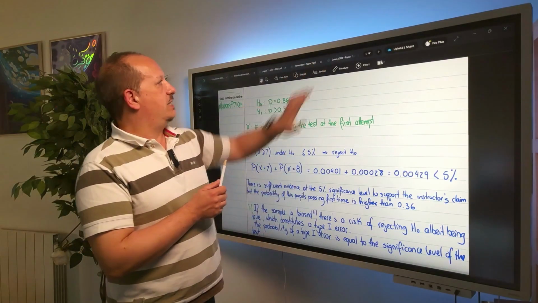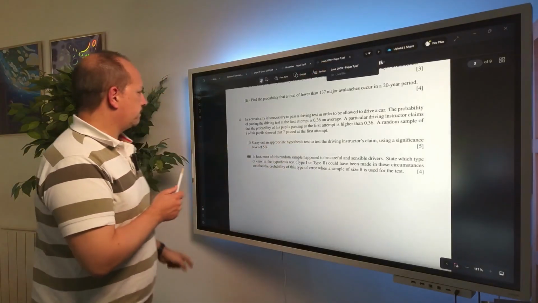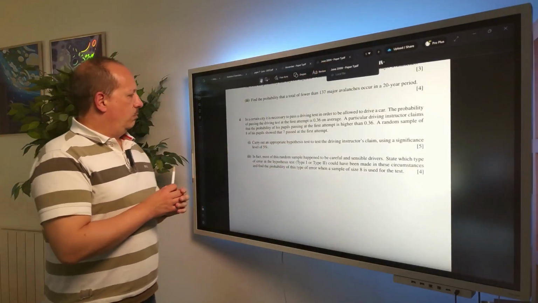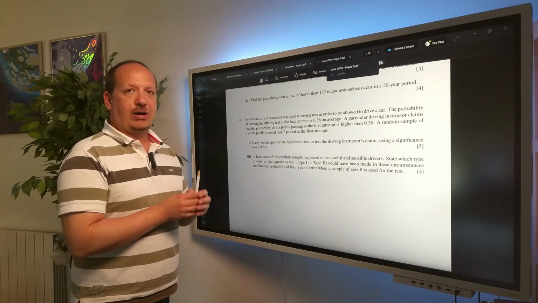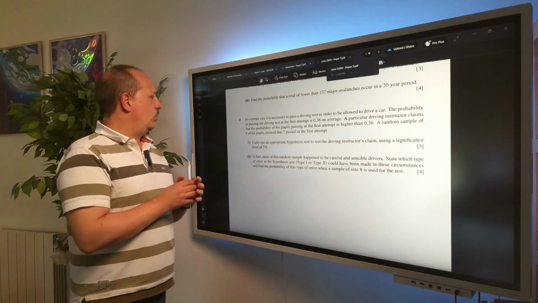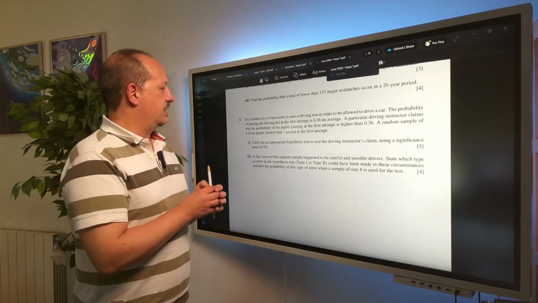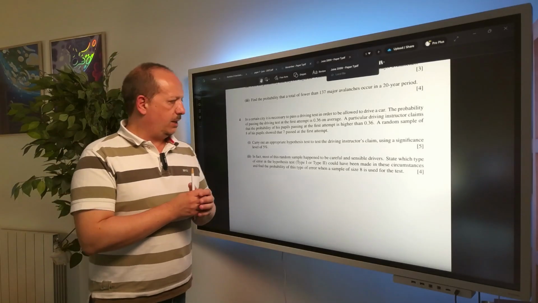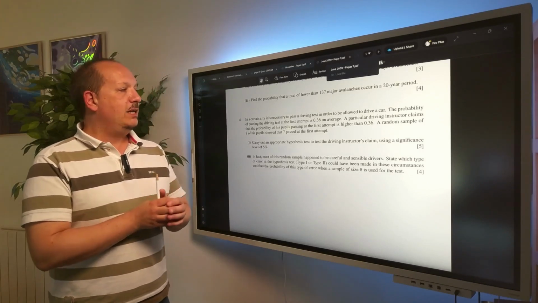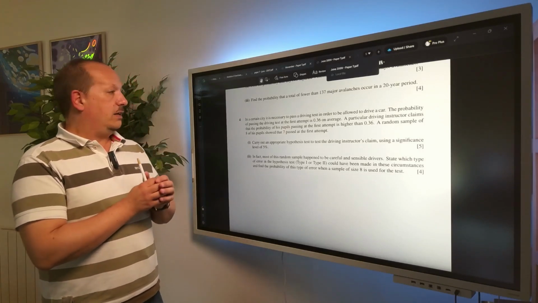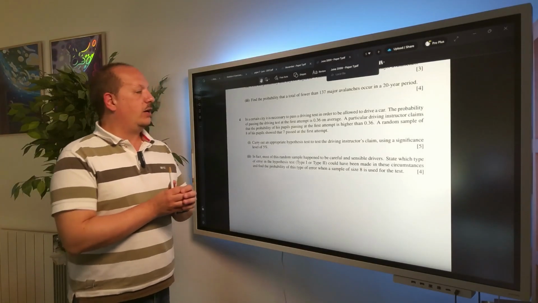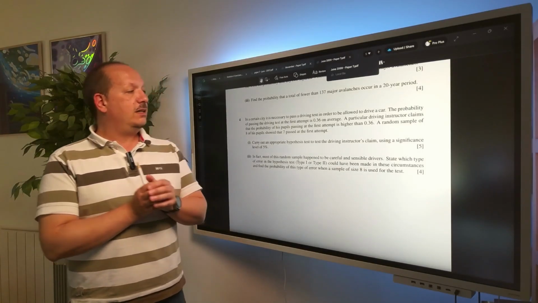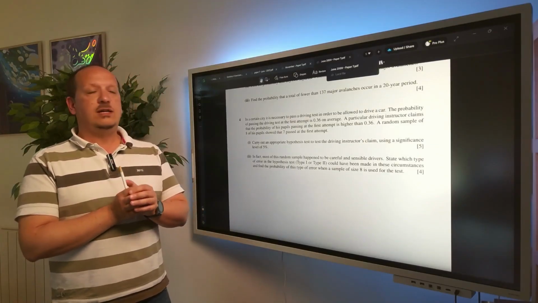Okay? But now look at the second question. The second question is asking this. In fact, most of this random sample happen to be careful and sensible drivers. State which type of error in the hypothesis test, a type 1 or a type 2 error, could have been made in these circumstances, and find the probability of this type of error when a sample of size 8 is used for the test.